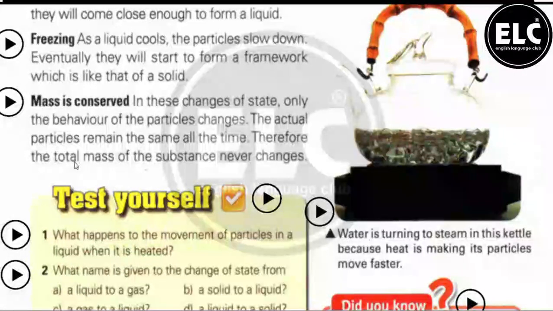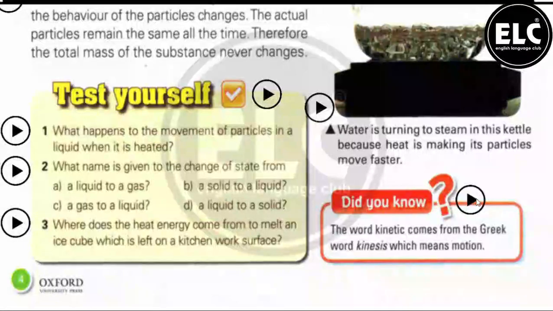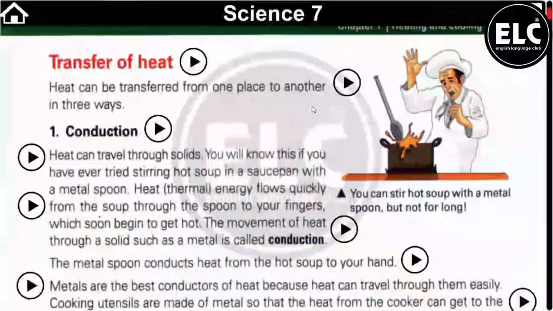Mass is conserved in these changes of state. Only the behavior of the particles changes. The actual particles remain the same all the time. Therefore the total mass of the substance never changes. Water is turning to steam in this kettle because heat is making its particles move faster. Did you know? The word kinetic comes from the Greek word kinesis, which means motion.